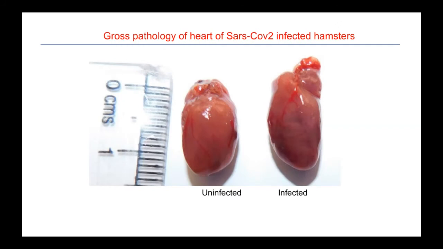So one of the important parameters which we also noticed during the disease is when we isolated the heart, because reports were coming that SARS-CoV-2 infection is causing some sort of cardiovascular issues in the heart. So we tried to look at the heart, and we can see the gross pathology, uninfected versus infected at 7 days. This is at 7 days, and you can see the heart is more conical here compared to the more rounded one here.